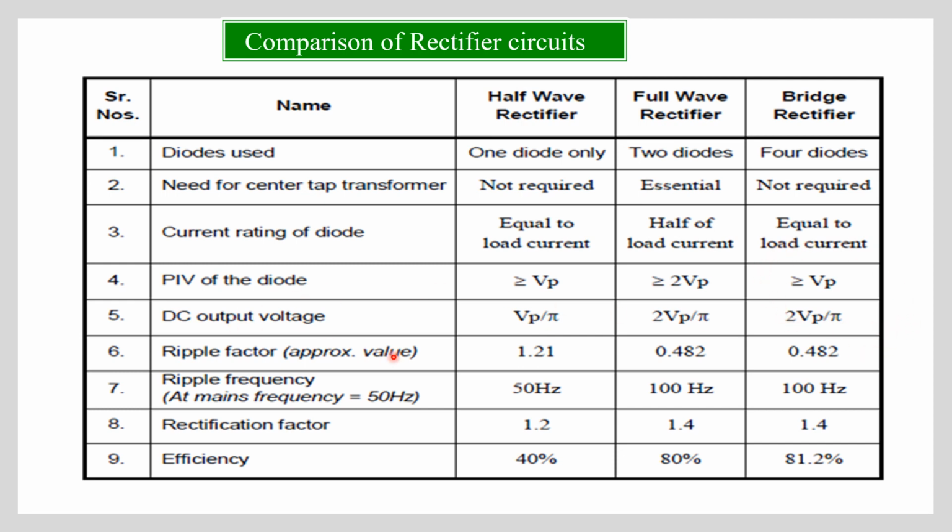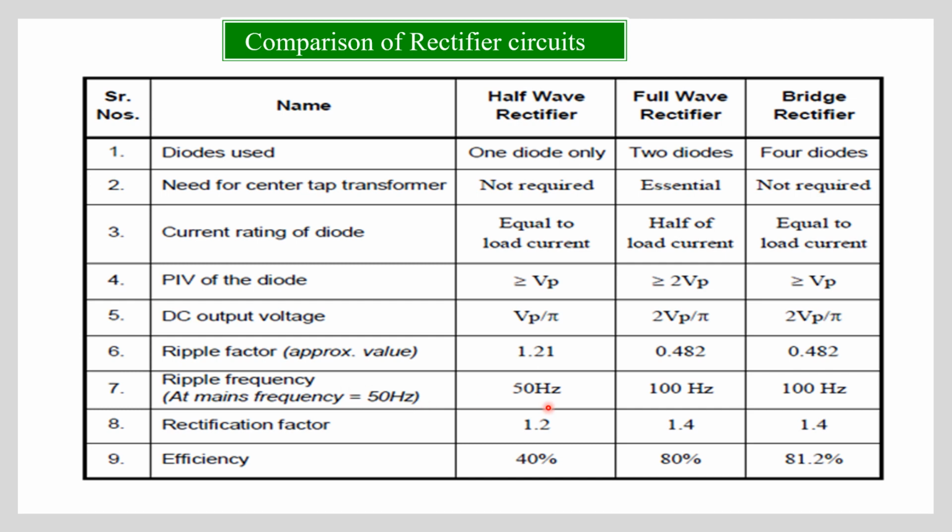The DC output voltage is Vm by pi, 2Vm by pi and 2Vm by pi. We have seen that the half wave rectifier conducts only for the half cycle, and the full wave rectifier and bridge rectifier conduct for both half cycles. Ripple factor is 1.21, highest in the half wave rectifier, 0.482 in the full wave rectifier, and the same in the bridge rectifier.